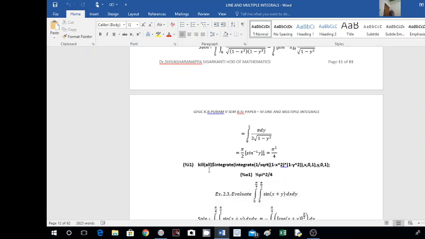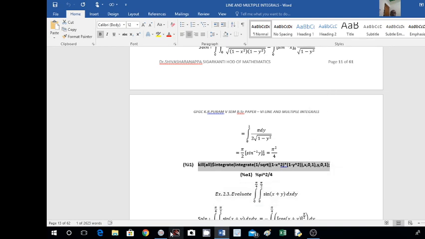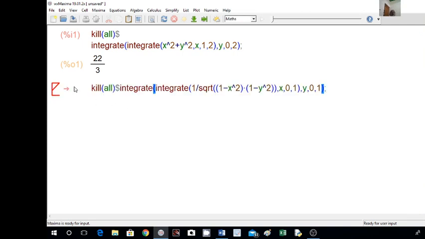Okay. Let me verify this result also with Maxima. Pi square by 4 is my answer. I will copy this. I will open Maxima. Here I will paste. Okay. Now if I execute here, see, I am putting kill all, and I am putting dollar here.